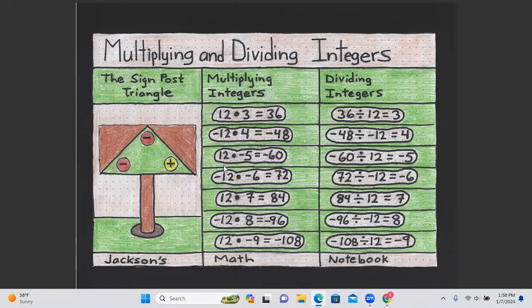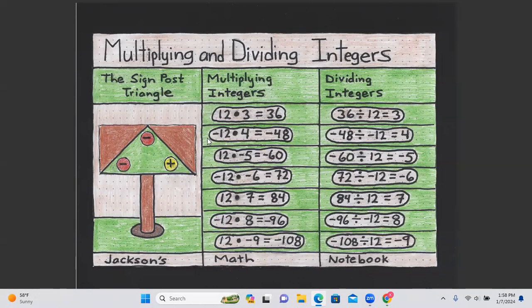And so let's look at our multiplication examples as it relates to integers. In this case, we have a 12 times 3 equals 36. And in other words, we can just simply say a positive 12 times a positive 3 equals 36. So a positive times a positive equals a positive.